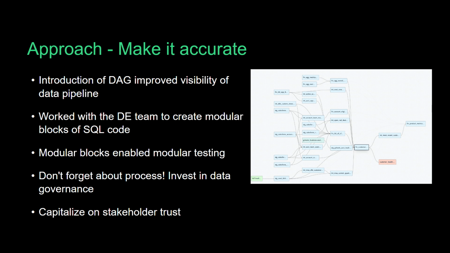So, what was our approach? Well, obviously we wanted to make it accurate, but how exactly does DBT help you get there? The introduction of the DAG, I think, really was a light bulb moment for us, because we could see exactly where all the dependencies were, both upstream and downstream of a particular data set.